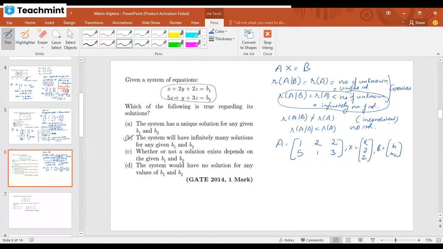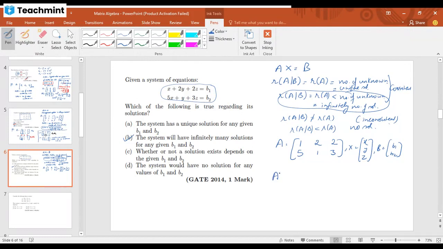But no solution is a possibility only if the second row is proportional to the first one. And in that case, if after applying this operation, B2 minus 5 times B1 is not equal to 0, then this system has no solution. But otherwise, the system has infinitely many solutions. Okay, let us see otherwise.